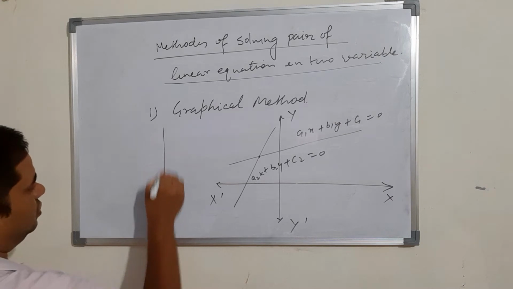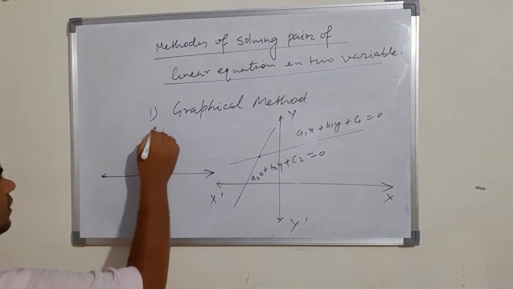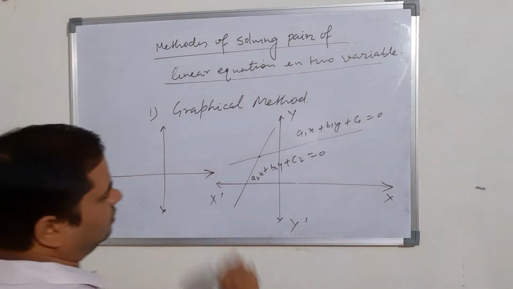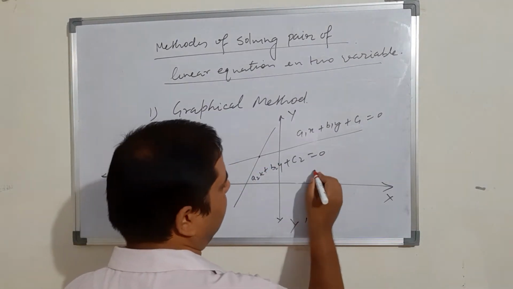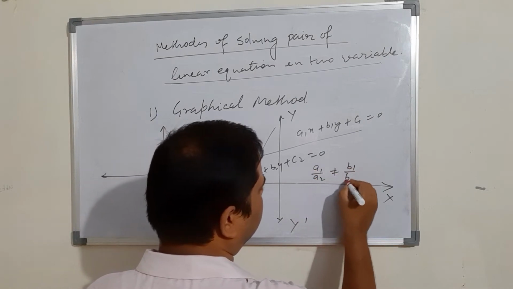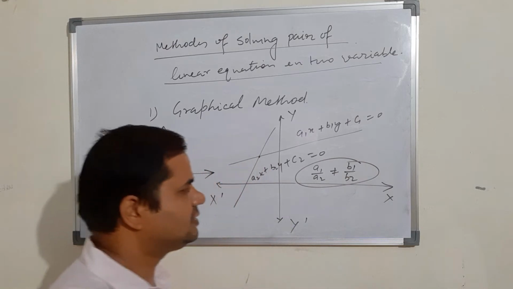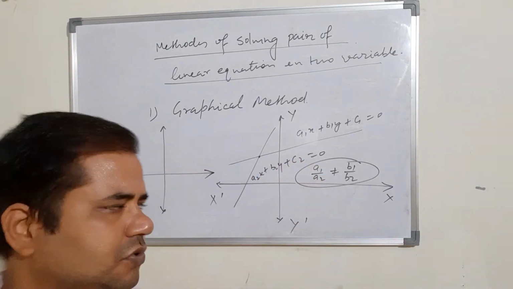There are three cases. The first one is intersecting line. In this case, only one solution. That means if a1 upon a2 does not equal to b1 upon b2, then in this case pair of linear equation have only one solution.